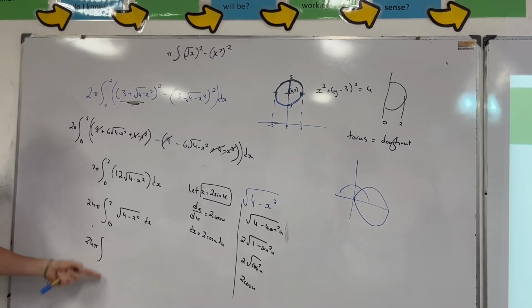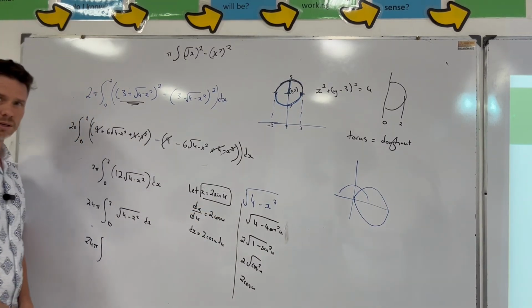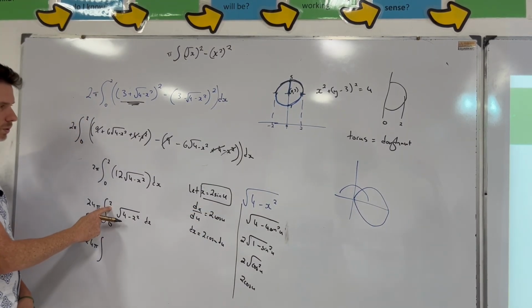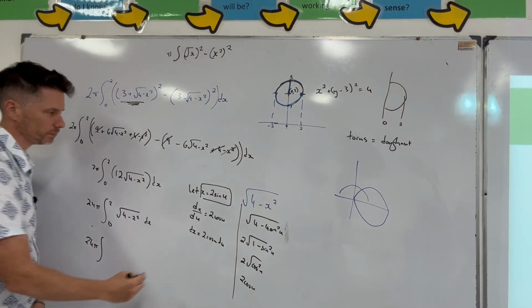How do I change the bounds in terms of u? Well, I have a relationship always between x and u here. So if x is 2, what is u? 2 sine u.